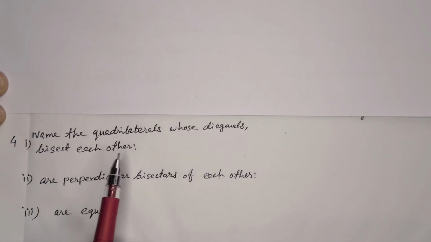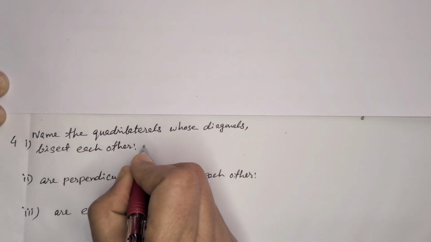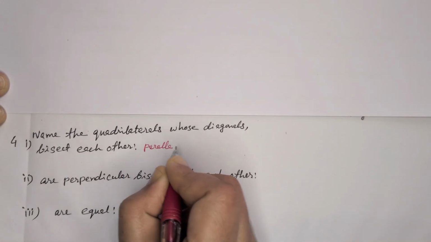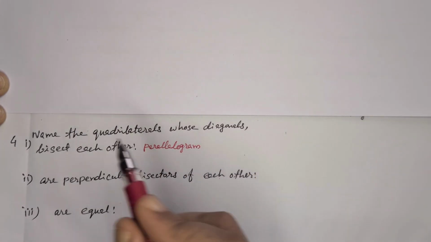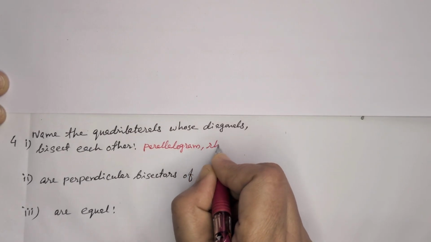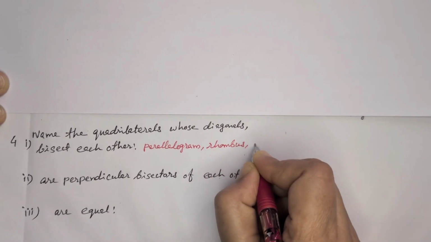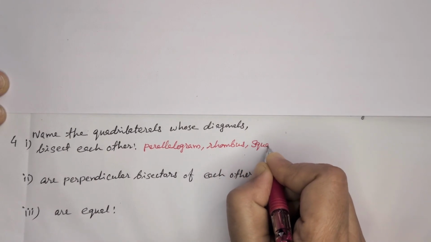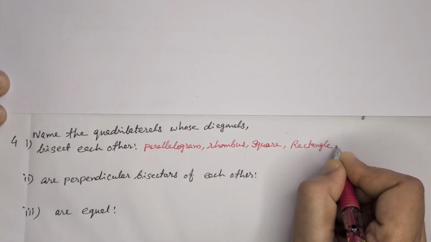Question number 4. Name the quadrilaterals whose diagonals bisect each other. Diagonals bisect. Bisect means equally dividing. You know that in parallelograms, diagonals bisect each other. Same way, rhombus, square and rectangle.